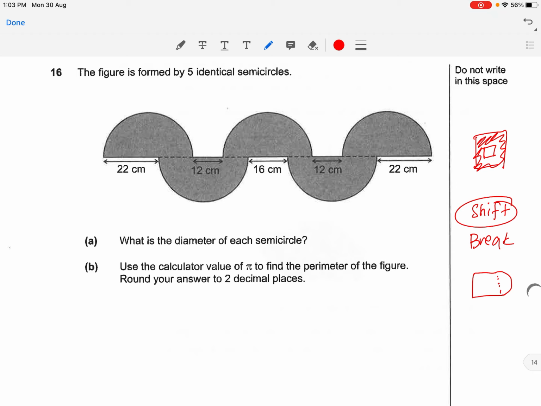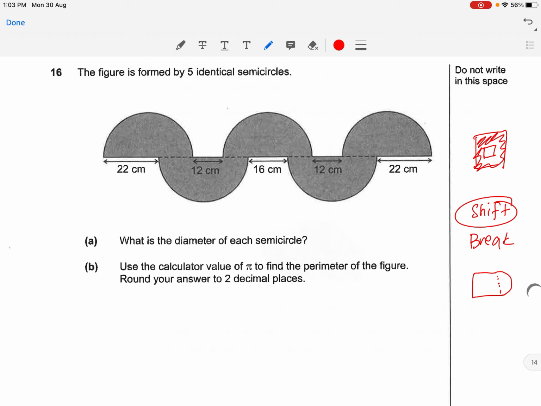So let's read the question. The figure is formed by 5 identical semicircles. So it's very confusing. I have 22, I have 12, I have 16, I have 12, I have 22. Okay, but we continue on first. The first question, they are asking what is the diameter of each semicircle. So how do we find the diameter of each semicircle?